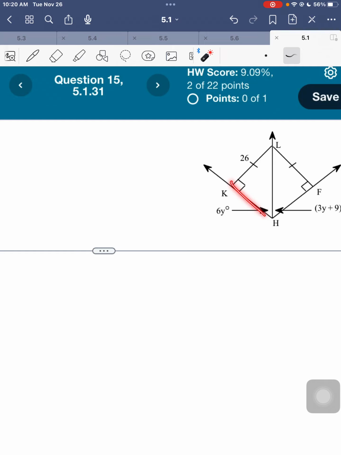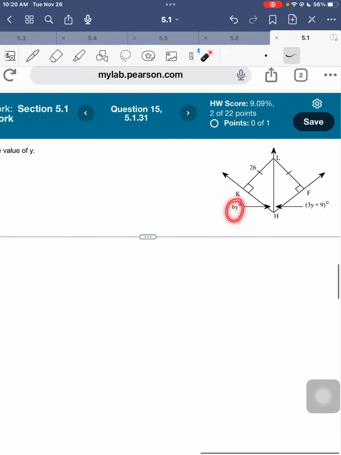So we have one arc and one arc. So that means we could set this measurement and this measurement equal to each other. We can set KHL equal to FHL.